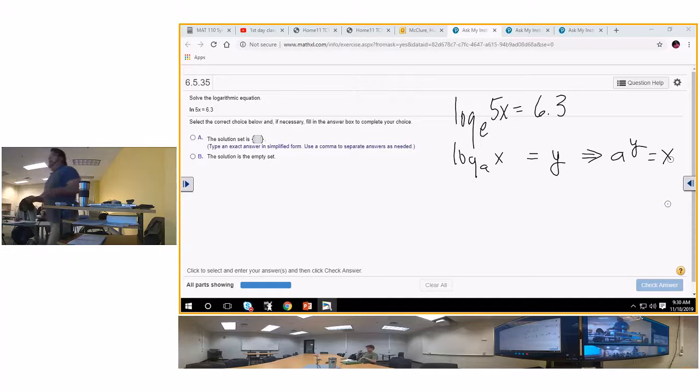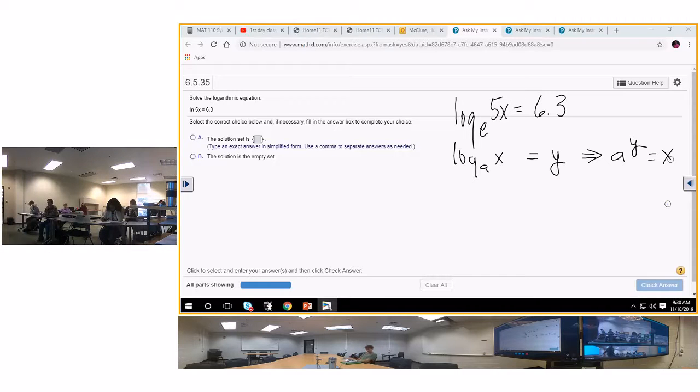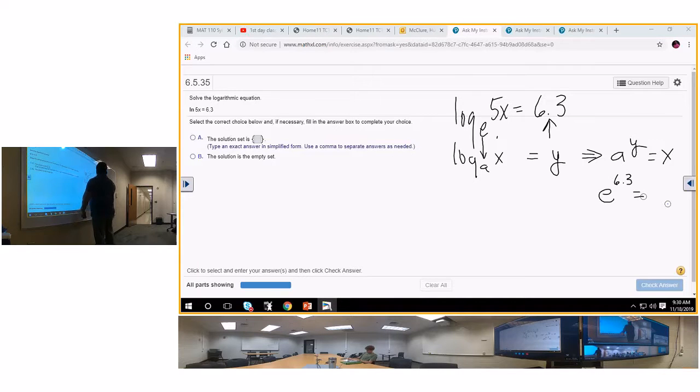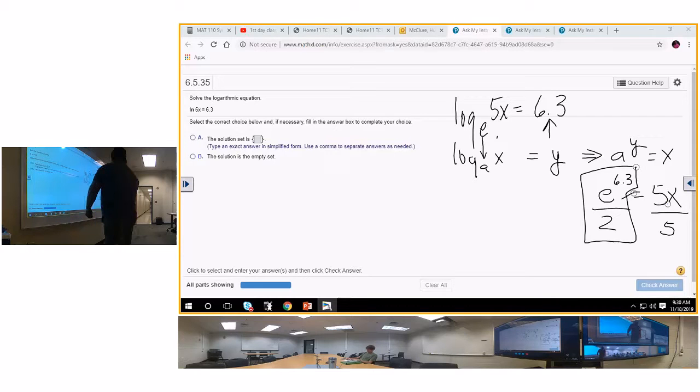All right, what we got? Well, all you got to do is draw lines. What is A? E. E to the what? Is equal to 5x. So what are we going to do to get x by itself? So your answer is e to the 6.3. It's a 5, not a 2.